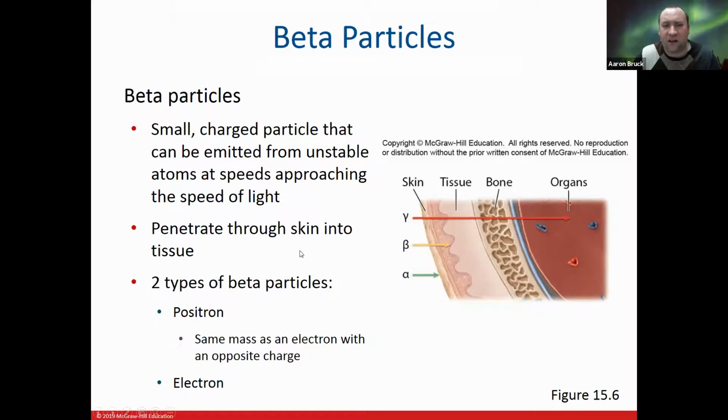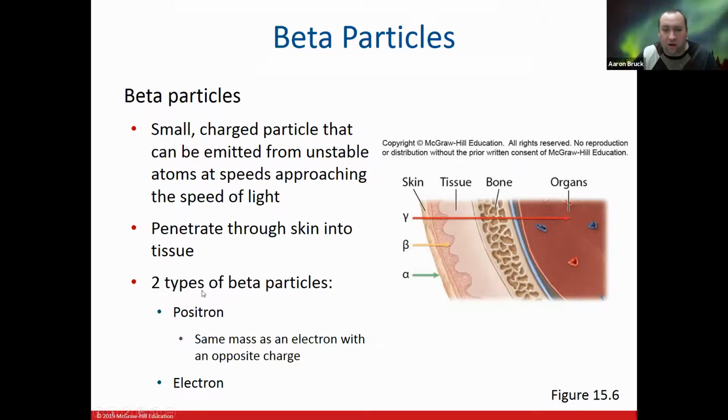Beta particles, on the other hand, kind of fit in between the two. They are both particulate and energy, like we saw with alpha, but they are considerably smaller in mass, which means they are higher in energy than the alpha particles were. They are small, they are charged. They can be emitted from unstable atoms at speeds close to the speed of light, and they will penetrate that first layer of skin tissue and get into the subcutaneous layers underneath.